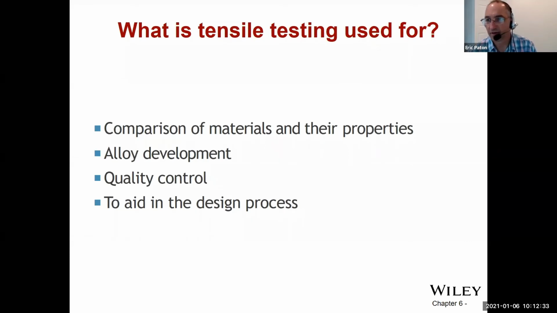So for alloy development, you can test perhaps different compositions of silicon and magnesium and manganese and all these, and then check to see if you have higher strength or higher yield or whatever. And of course, to aid in the design process, perhaps you're doing a tensile test on an actual part. Then you can determine if it's strong according to the design that you've built for it.